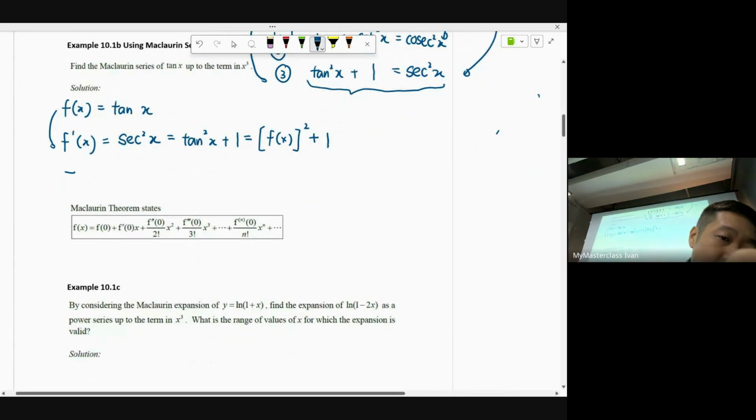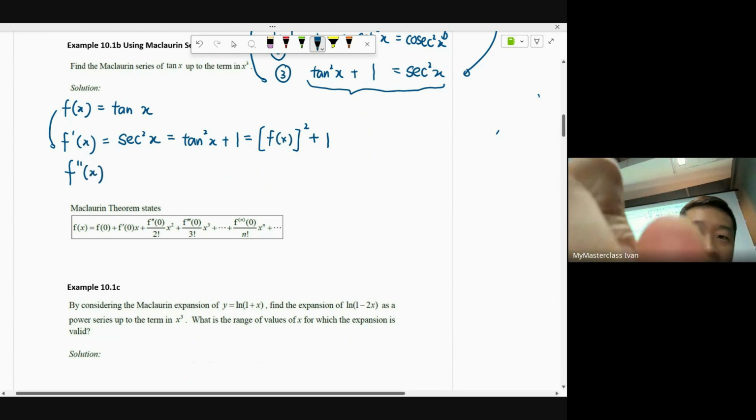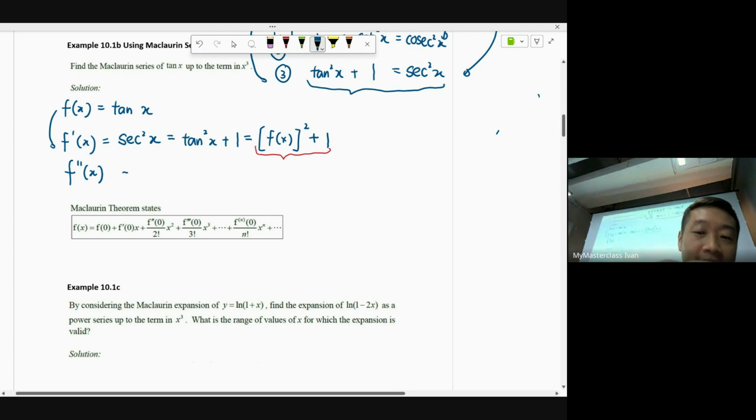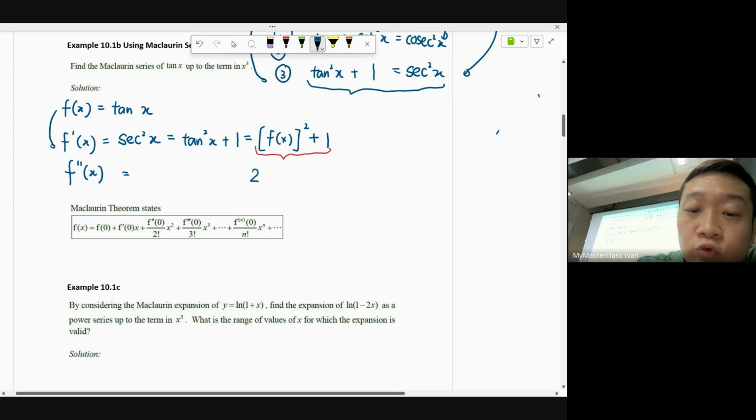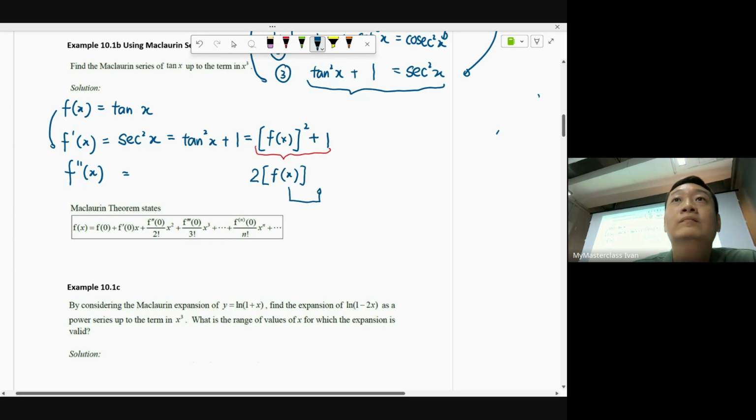Okay, next. f double prime x means now I'm going to take this and differentiate. How to differentiate that? Anything with a big bracket on the outside is what rule? Chain rule, right? So differentiate f(x) squared. Power bring down 2, whatever inside remains the same. Differentiate inside, differentiate f(x), it becomes what? Very good, times f prime x. It's a chain rule.